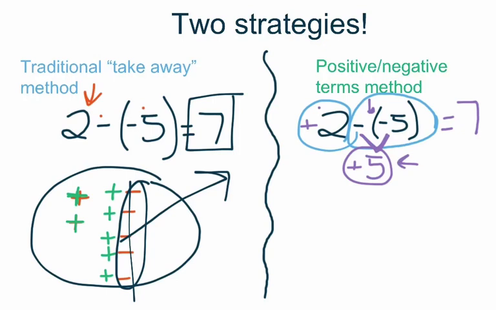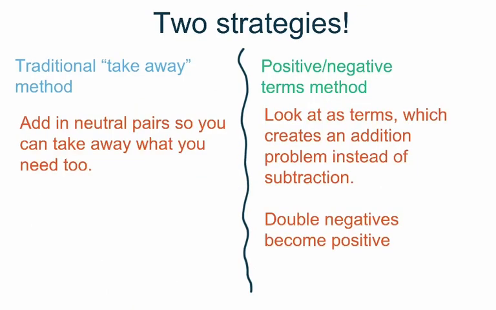Let's review before we do a couple more practice problems. All right, in a summary of these 2 strategies we have so far, this would be a great slide for you guys to take notes on, to maybe write these strategies down, or to take a screenshot so that you can refer back to them as needed. So in our traditional or takeaway method, that is where we add in neutral pairs so you can take away what you need to. So if you need to take away a positive 5 and you don't have them, you add in those 5 neutral pairs. Now you can take it away.